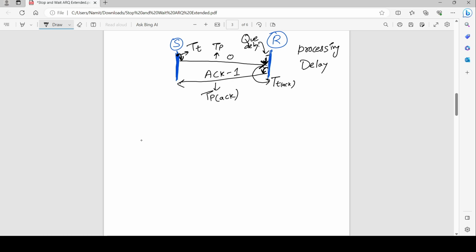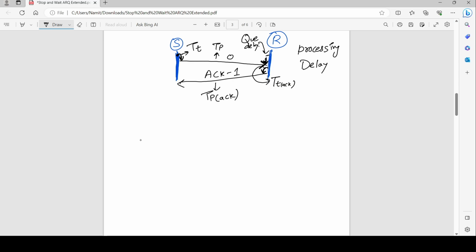Okay. Then we have queuing delay. Obviously, it is assumed that your receiver is also busy executing all the other tasks. So the amount of time your data frame waits to get into the receiver's device is known as queuing delay. Then the moment the data frame is received at the receiver's device, it needs to process that data. Processing delay is also involved.